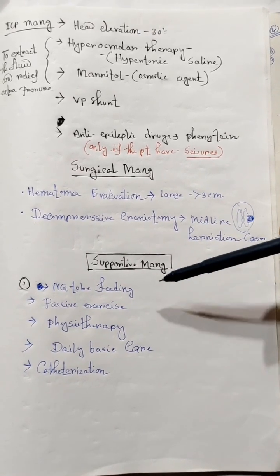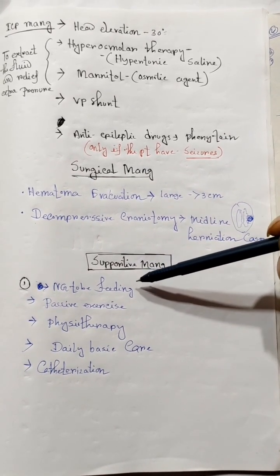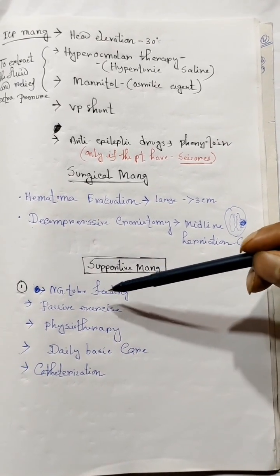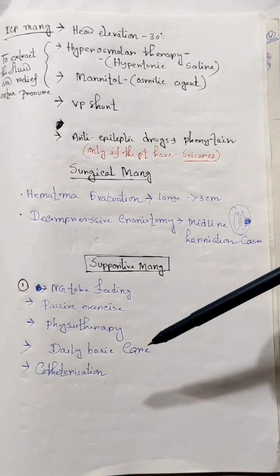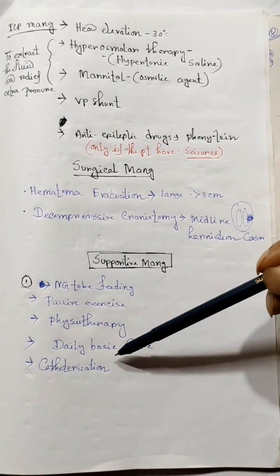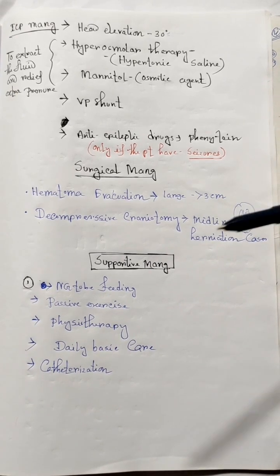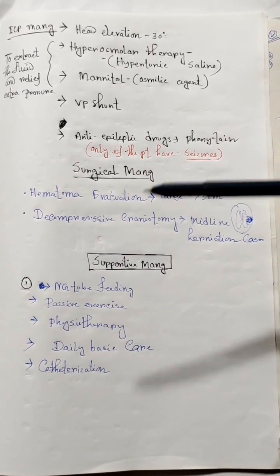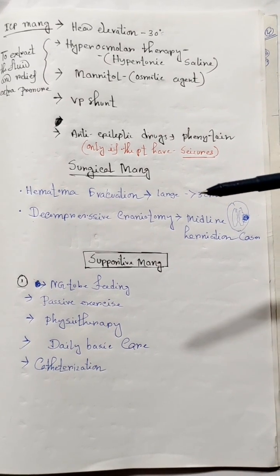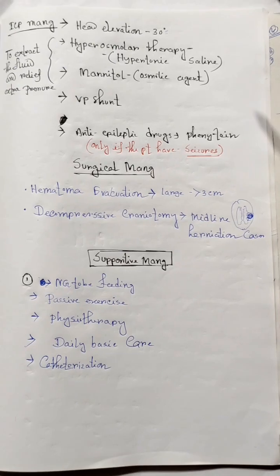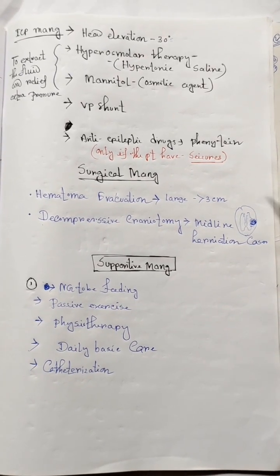Okay, then as a supportive management we have to provide NG feeding because the patients can't take the food orally, then some passive exercise, physiotherapy, daily basis care, example daily care, right? And then catheterization is a must, because the patients won't be able to pass the urine, so catheterization and daily catheter care to prevent infections from other sources. So these are the exact management of stroke that we should perform on a patient.